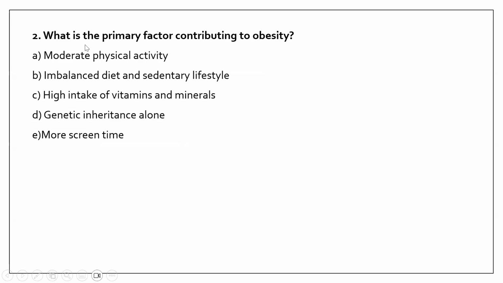Number 2, what is the primary factor which contributes towards obesity? A. Moderate physical activity. B. Imbalanced diet and sedentary lifestyle. C. High intake of vitamins and minerals. D. Genetic inheritance alone. E. More screen time. B. The correct answer is B.